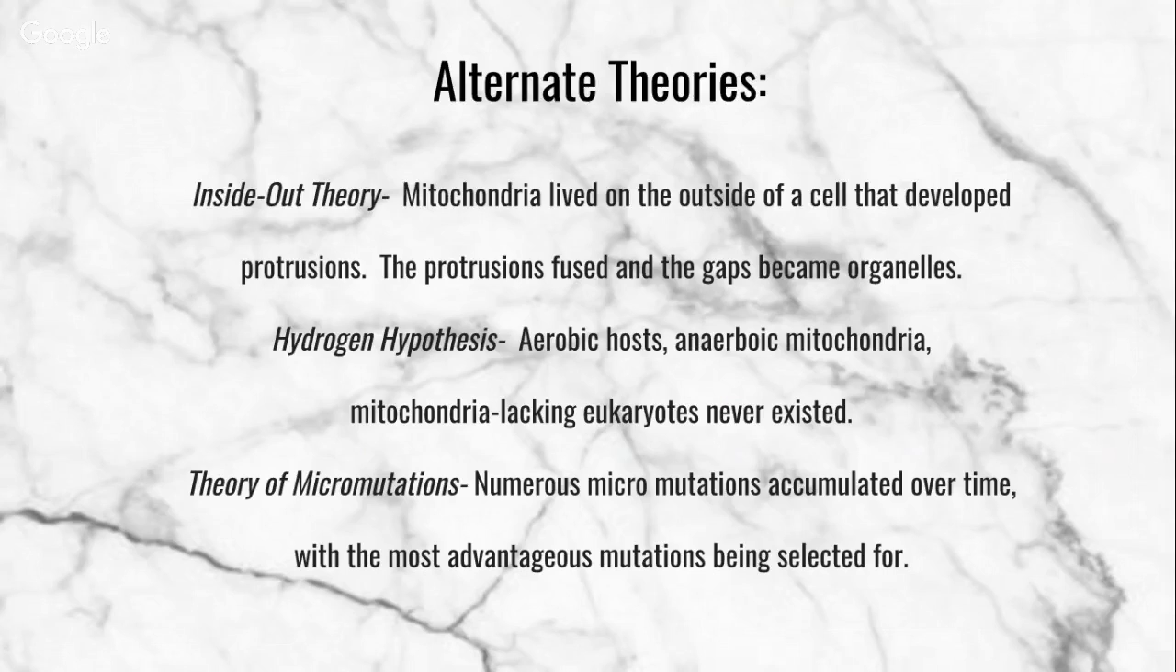The last theory is the theory of micromutations. This probably has the least evidence, and this theory proposes that numerous micromutations accumulated over time because they were advantageous to the cell. However, this one isn't well supported because we know that a lot of the time evolution works horizontally instead of vertically in a progressive manner. But discussing these theories also helps us understand other options of how the cell evolved. But again, endosymbiosis is the most well-supported theory.